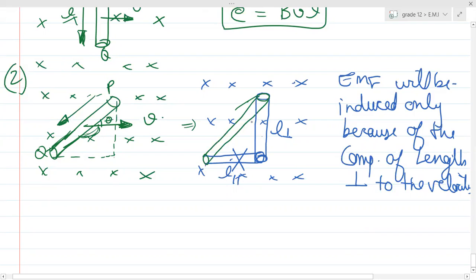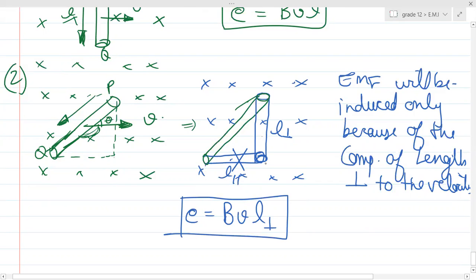Why will L perpendicular only be the one which is providing the EMF in the magnetic field? Tell me why it is only the perpendicular length. Why not this length?